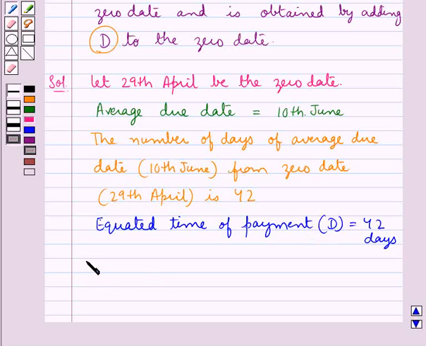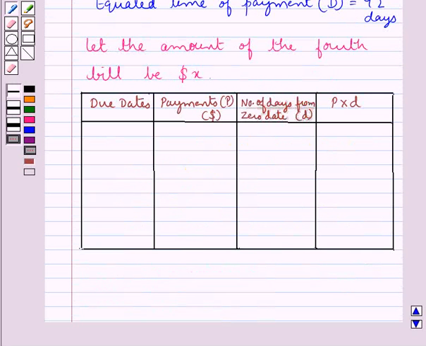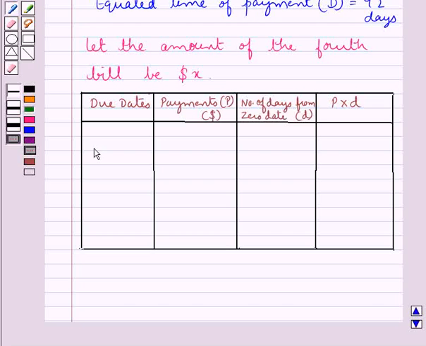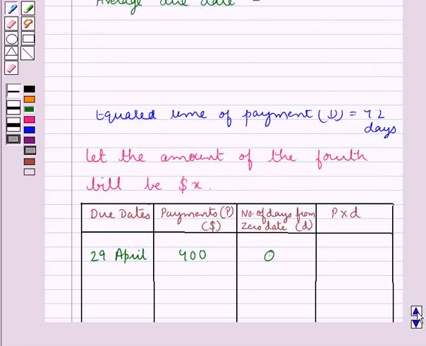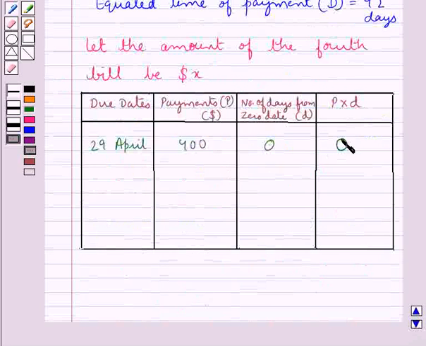Now, since we are supposed to find the amount of the fourth bill, we assume that the amount of the fourth bill be X dollars. Here we have made four columns in which we have the due dates, payments, which is capital P, number of days from 0 day, which is small d, and P multiplied by D. Our first due date is 29th April and the payment is $400, and number of days from the 0 date would be 0 since the 0 date is 29th April itself. And here P multiplied by D would be 0 since 400 multiplied by 0 is 0.